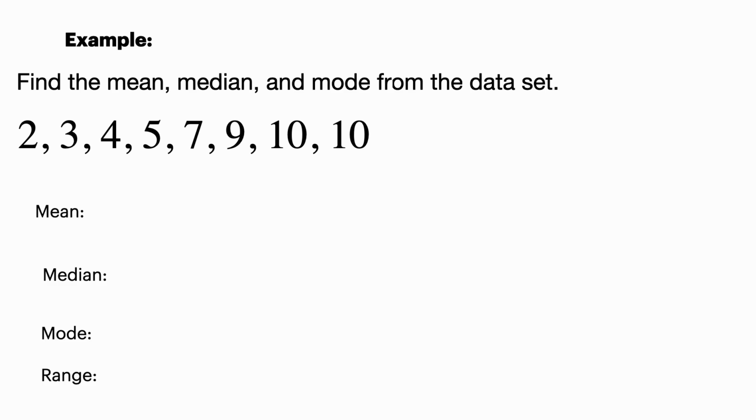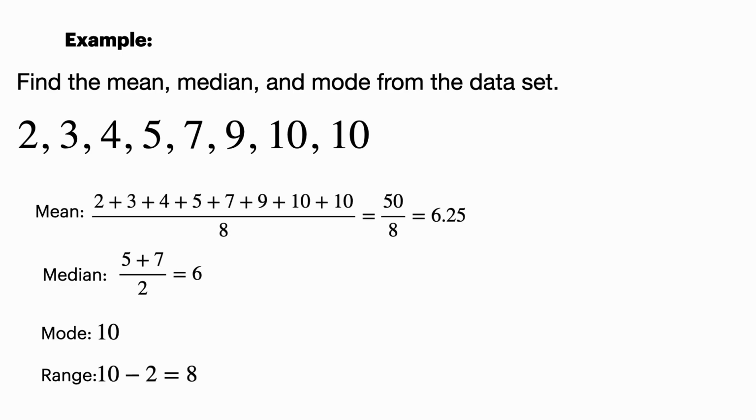Here we see an example. Find the mean, median, mode of the data set: 2, 3, 4, 5, 7, 9, 10, 10. Okay, so what's the mean? Add them all up, divide by the 8 numbers you have. We find the mean is 6.25.